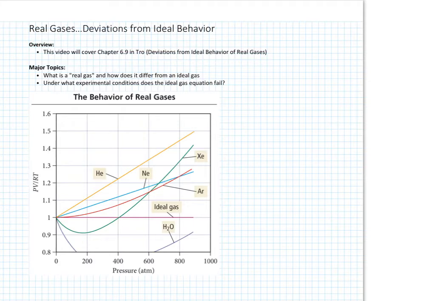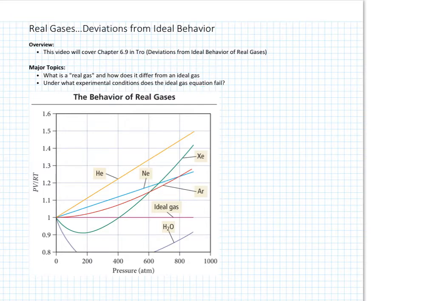Today we're going to look at the last section of Chapter 6, and this deals with real gases, or in other words, deviations from ideal behavior. Basically the question we're asking is, under what conditions does the ideal gas law fail? So this is from Chapter 6.9 intro. We're going to ask, what is a real gas, and how does it differ from an ideal gas, and under what conditions does the ideal gas equation fail?